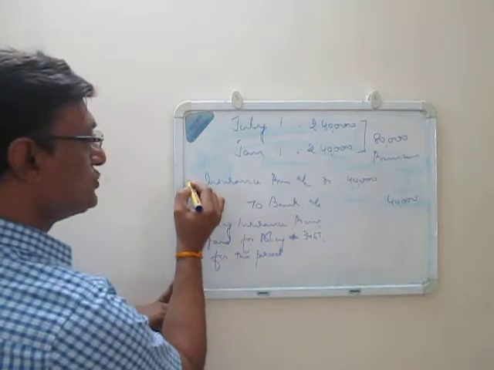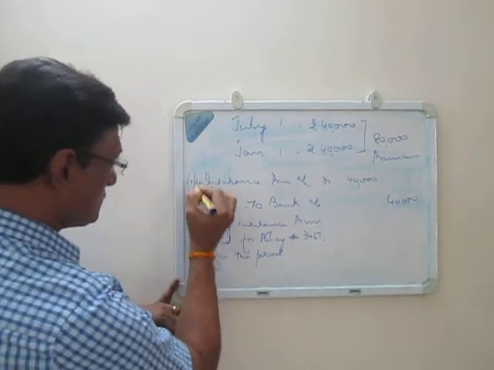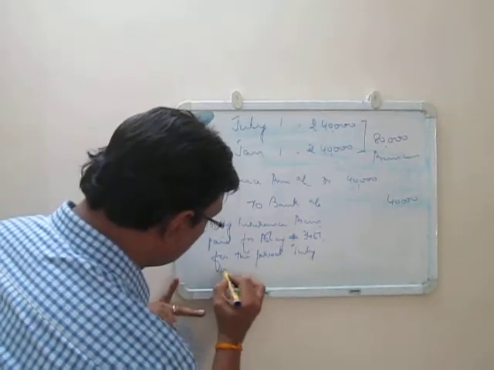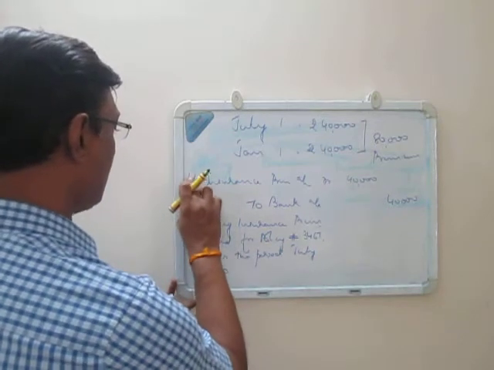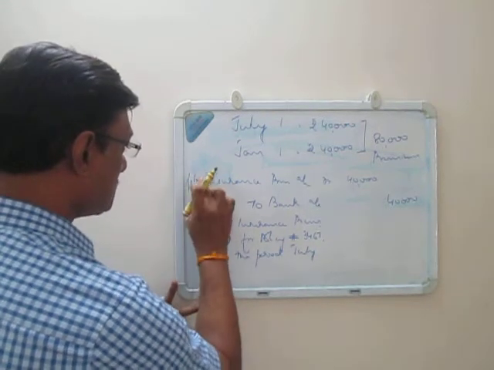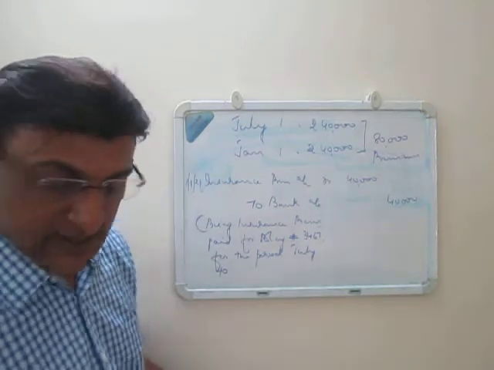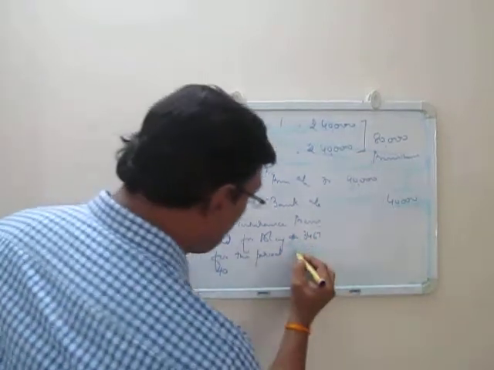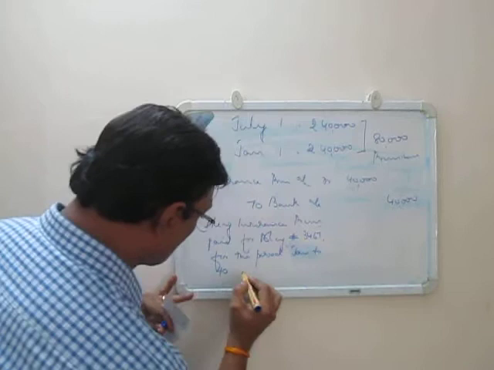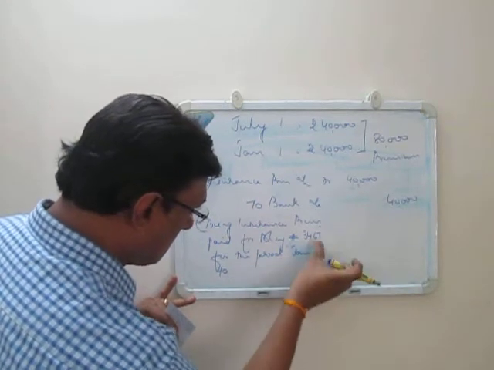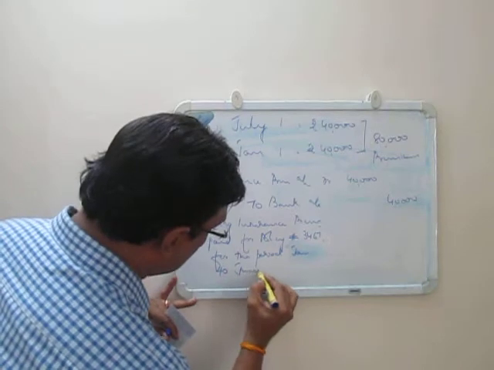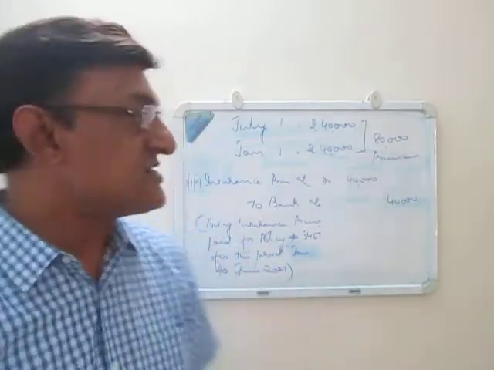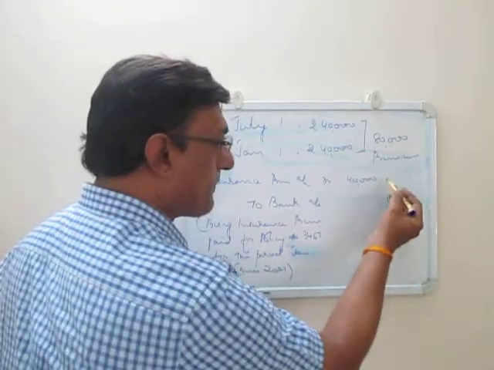this is on July 1st, 1/7/2020, for the period July to, or let us take it as January, 1/1/2021, for the period January to June 2021. This is how we pass the entry, applying our principle.